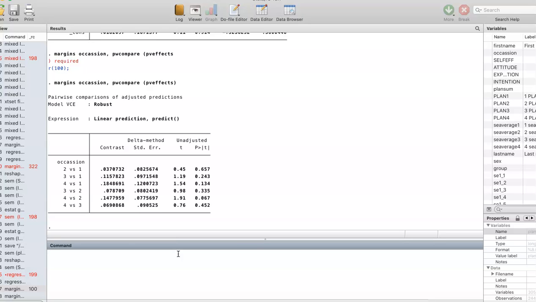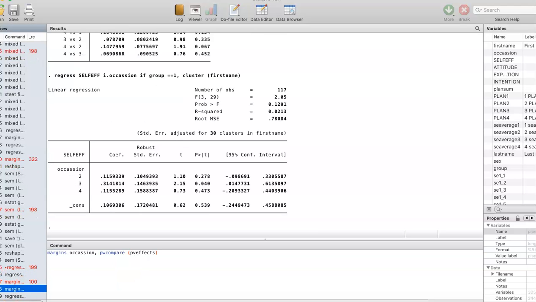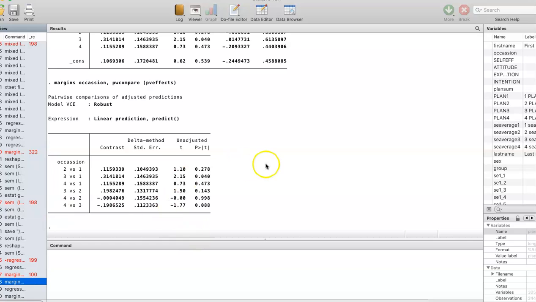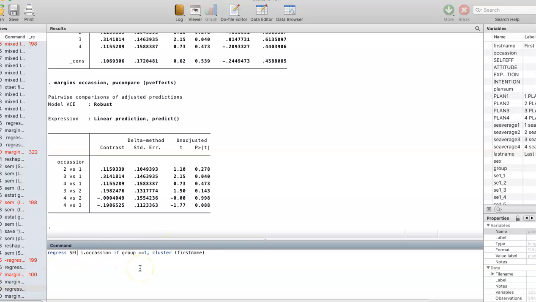So no significant differences in any of these occasions. There wasn't any for group 2 as well. So I can just go and do the next variable, which was self-efficacy, and then run the margins. So it looks like within group 1, from time point 1 to 3, there's a significant increase in self-efficacy. I won't run all the commands for every variable or for every group, so I'll just do group 1 for this.